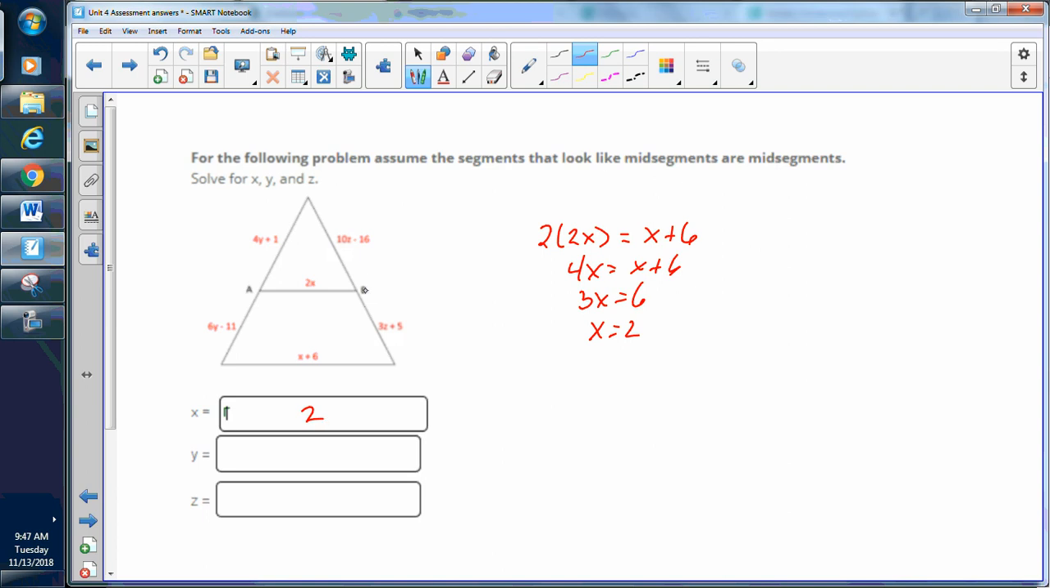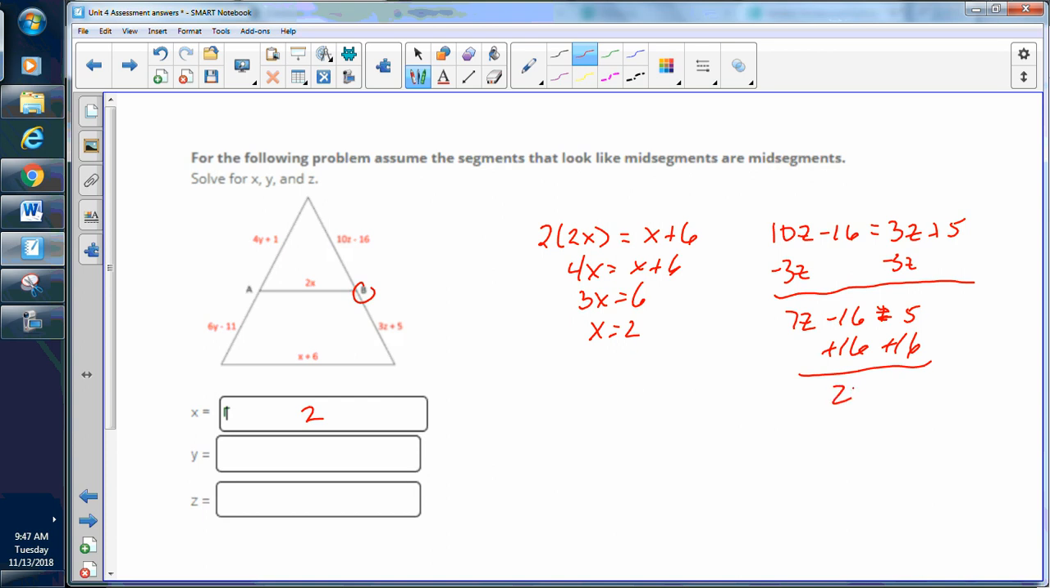Now, since it is a mid-segment, B is a midpoint. So that means the 2 values have to be equal here. So 10z minus 16, the part above that, has to equal 3z plus 5. If we subtract 3z from both sides, and we saw a lot of algebra mistakes, people set it up, but end up with 13z over here instead of 7z. Add 16. 7z equals 21, so z equals 3.